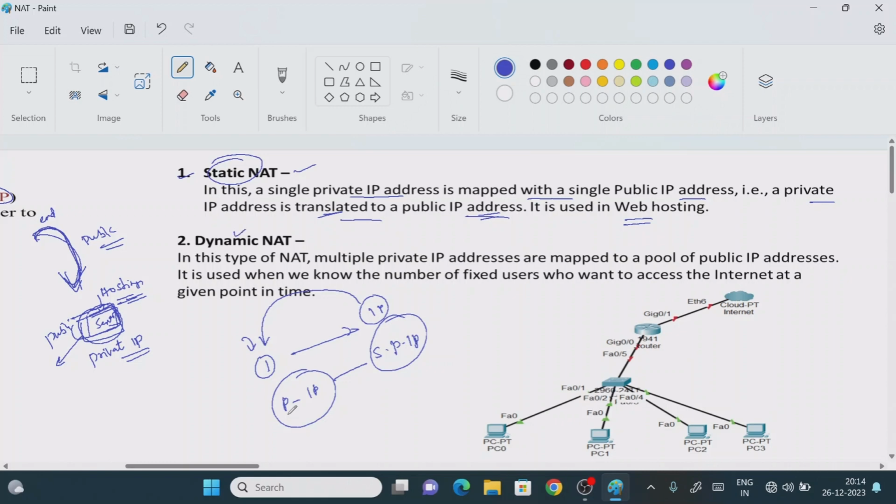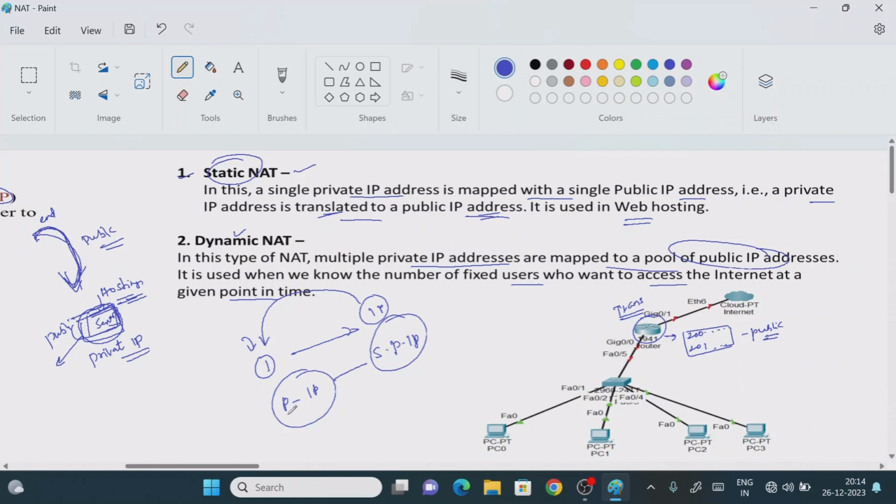So what is the meaning of dynamic network address translator? It means multiple private IP addresses are mapped to a pool of public IP addresses, right? It is used when we know the number of fixed users who want to access the internet at a given point of time. For example, here we have the translation from private IP address to public IP address. Let's say I have a pool of IP addresses, one is 200 dot something, another one is 201. Like this we have two IP addresses, which we call public IP addresses.